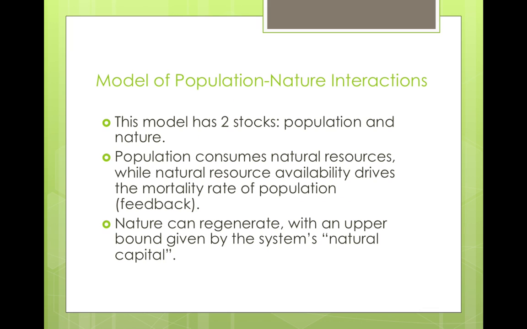The third model that I want to look at today is a little bit more theoretical, but I want to lay the basis for some more sophisticated models that we're going to be looking at in this class. This is a model of population and nature interactions, and it has 2 stocks, population and nature, so let's keep it simple. The premise is that population consumes natural resources, while natural resource availability drives the mortality rate of population through a feedback. Nature can regenerate, and it has an upper bound to this regeneration given what we're going to be calling the system's natural capital.